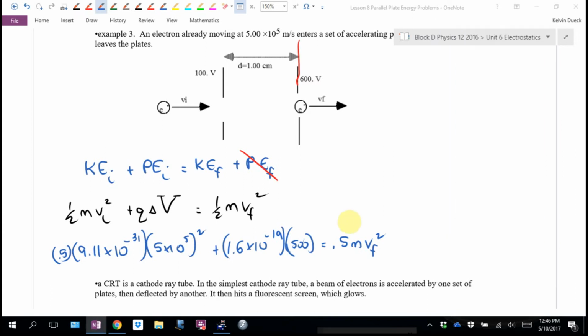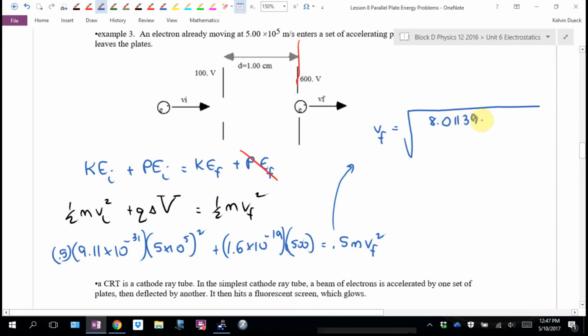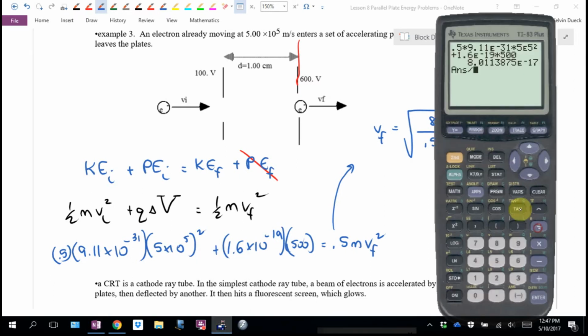Okay, I'm running out of room. I'm going to have to go up here. V final is going to be the square root of 8.01139 times 10 to the negative 17 divided by a half m. It's an electron. Oh, look here, I divided by 0.5 instead of timesing by 2. Same thing. Divide by bracket 0.5 times 9.11 times 10 to the negative 31.